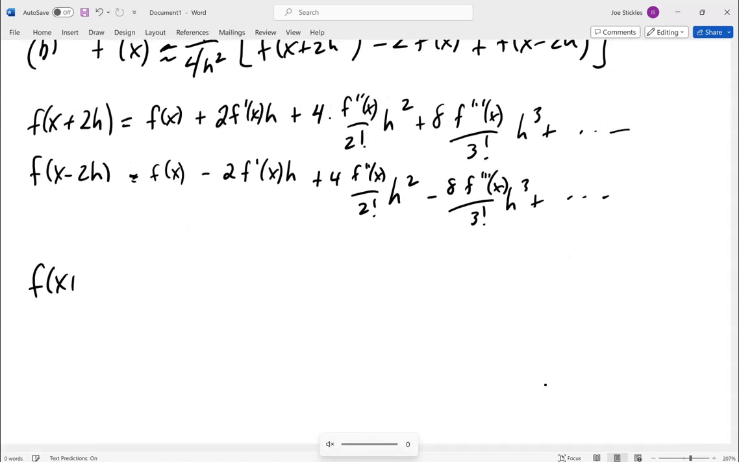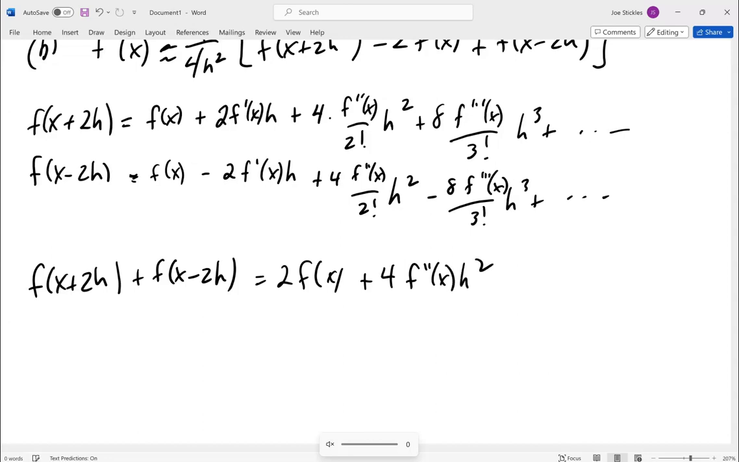If you do f of x plus 2h plus f of x minus 2h, notice you'll get 2f of x, right? Because you'll add the f of x's together. Your odd terms cancel. Odd powered h terms cancel. If I do a little bit of simplifying here, 2 factorial is 2. So I get 2 as a coefficient here on the top one, and a 2 as a coefficient here on the bottom one. So we get 4f double prime of x h squared. What happens in the next term? They cancel, right? They have opposite signs again.